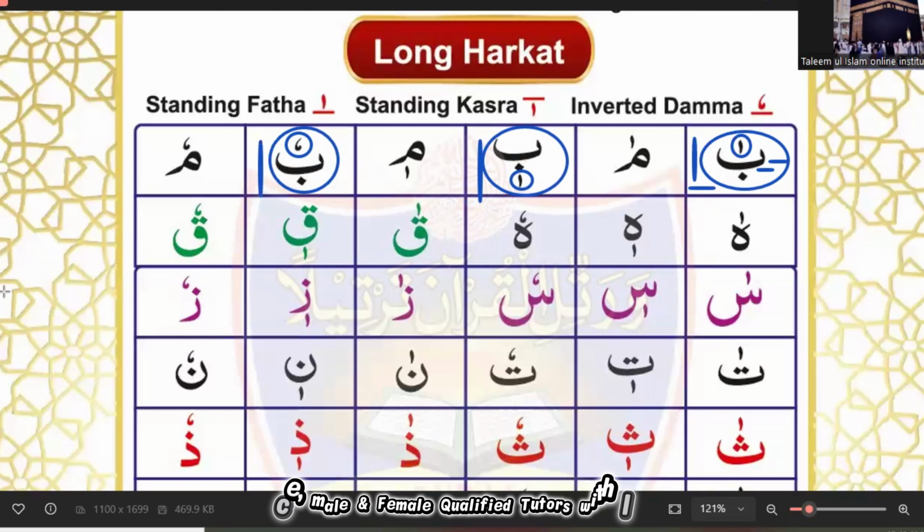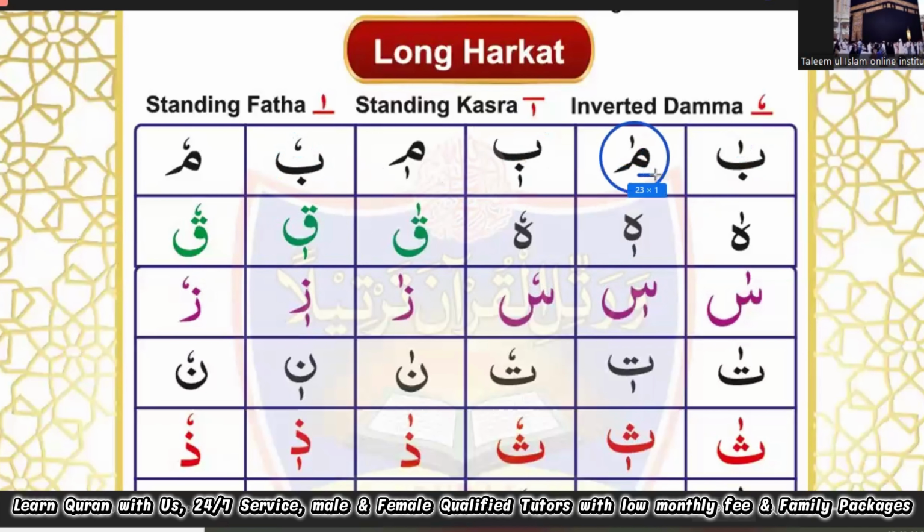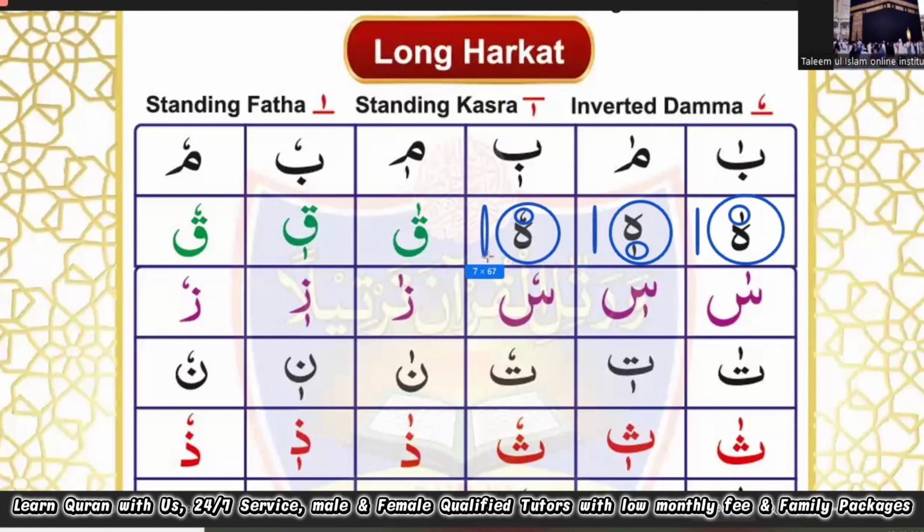For meem, we will read it like meem, standing fatha, ma; meem, standing kasra, me; meem, inverted damma, mu. Ma, me, mu. Same here, ha, standing fatha, ha; ha, standing kasra, he; ha, inverted damma, hu. Sound will be ha, he, hu. We will read only the sound now.